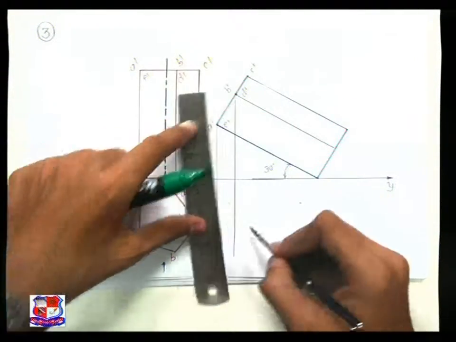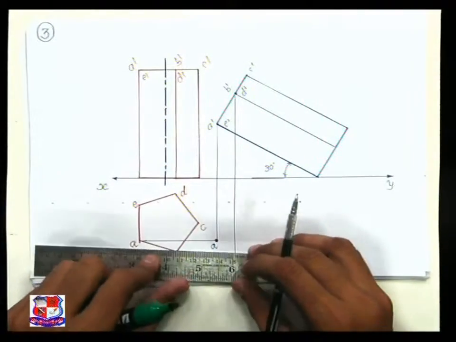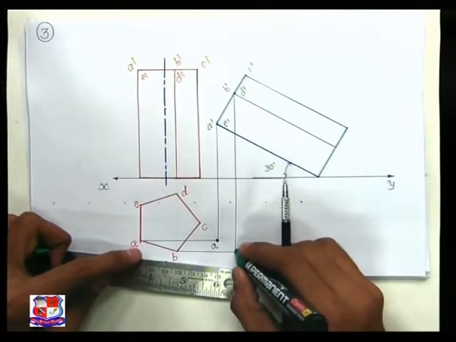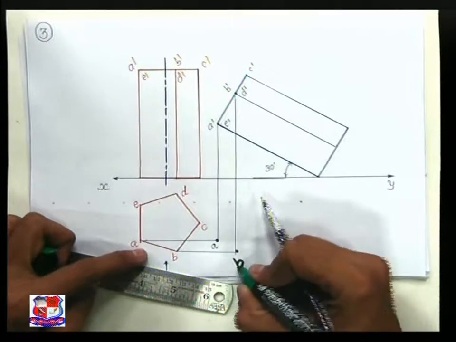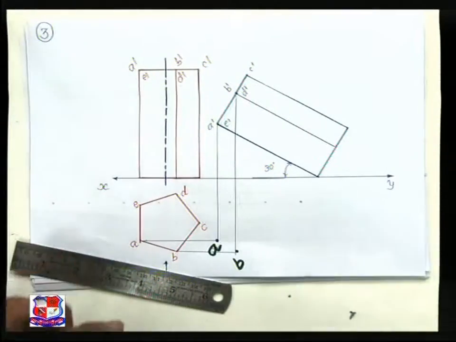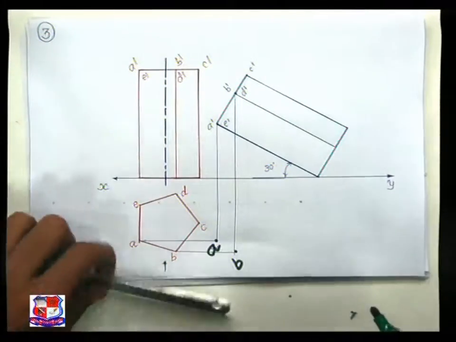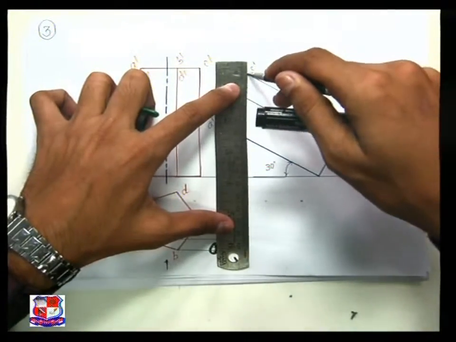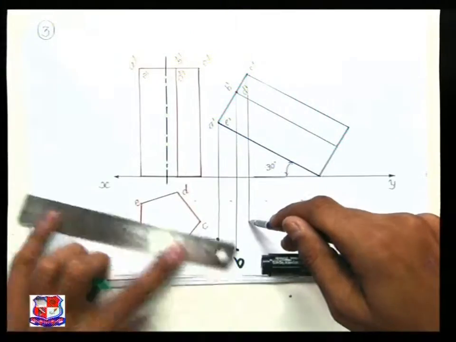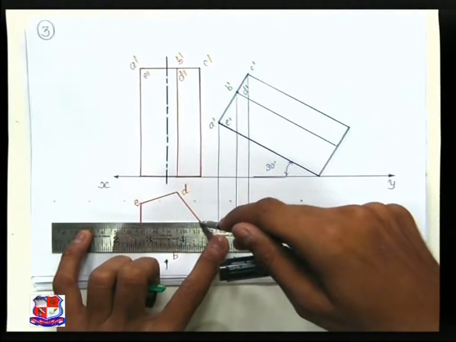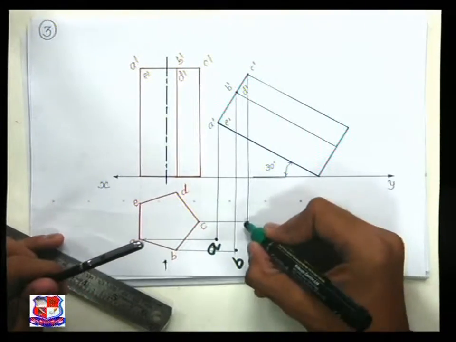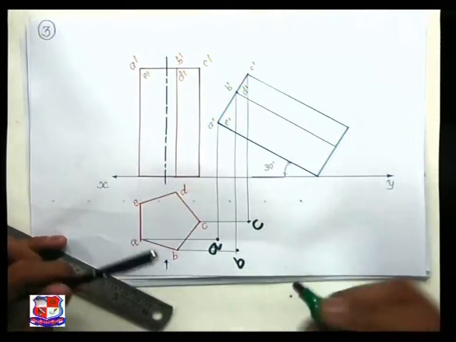Like this, and a horizontal line from point B like this. So somewhere here point B would be there. Here is point B, here is point A. Similarly, point C: a vertical line from point C dash and a horizontal line from point C, both will meet at one point. This is the point that is called point C.